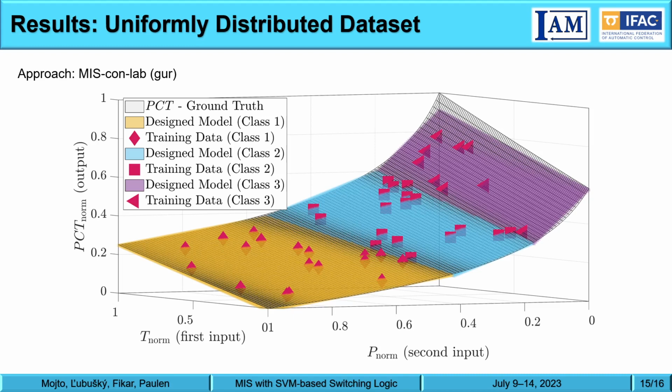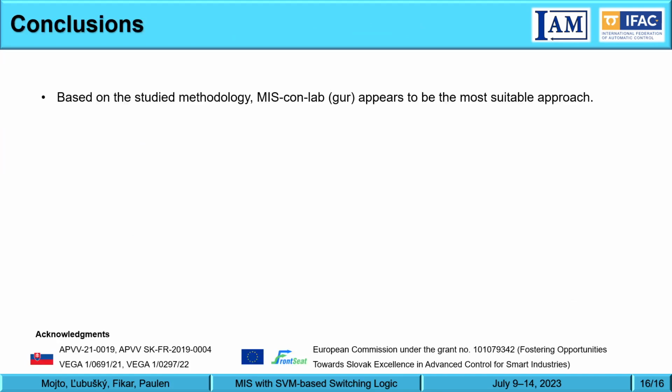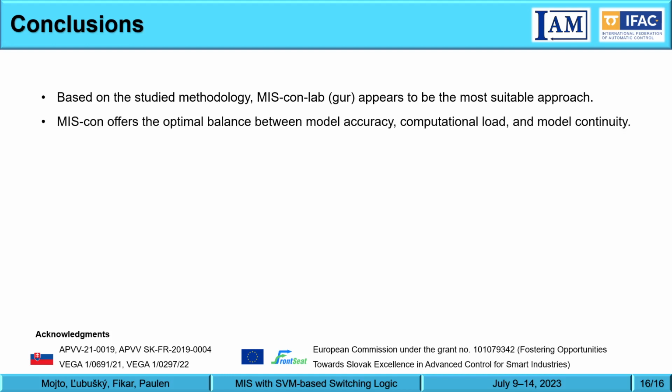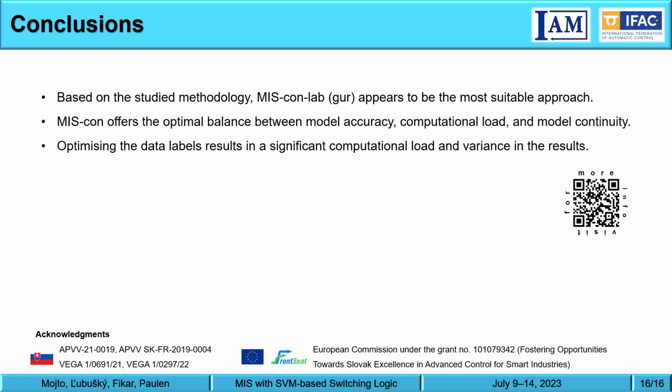This leads us to the conclusions, where we would like to emphasize that the most accurate approach is the multimodal inferential sensor designed by Gurobi. But we would also like to emphasize that the multimodal inferential sensor with continuous labeling provides the optimal balance between the accuracy, computational load, and the model continuity. And finally, the optimization of the binary variables causes significant computational load and variance in the results.